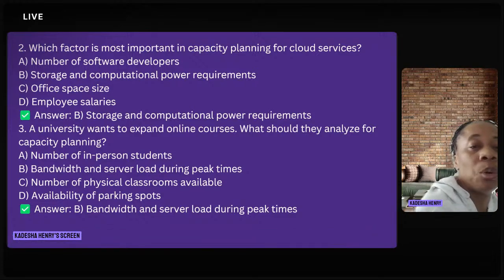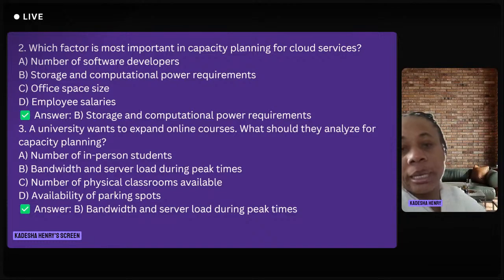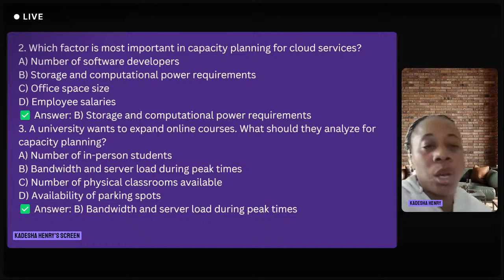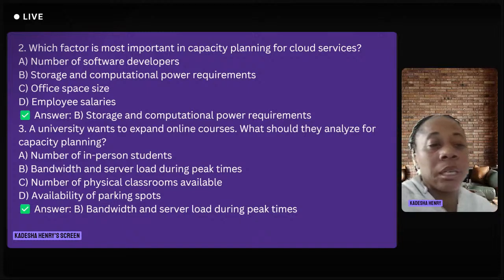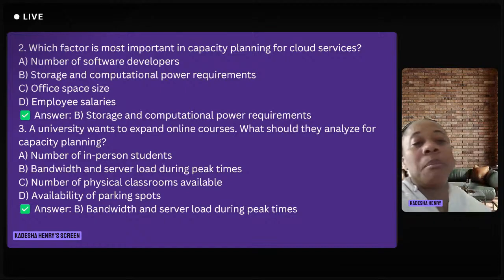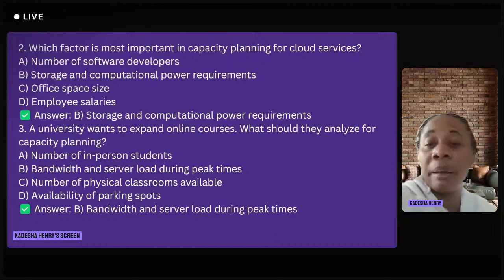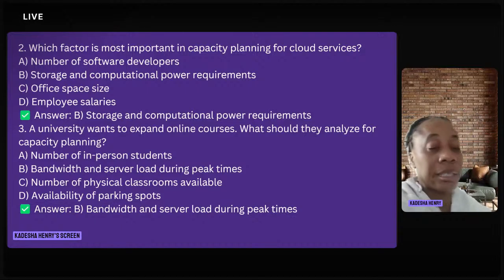Which factor is most important in capacity planning for cloud servers? A, number of software developers; B, storage and computation power requirements; C, office space; D, employee salaries. When we're doing capacity planning, one of the things we want to look at is storage and computation power requirements. That is something big.